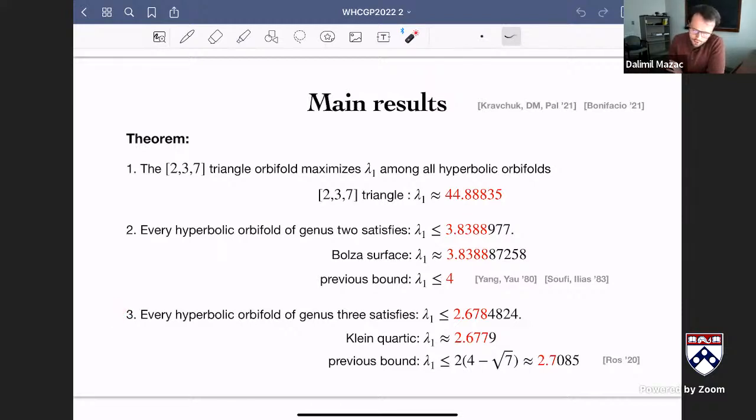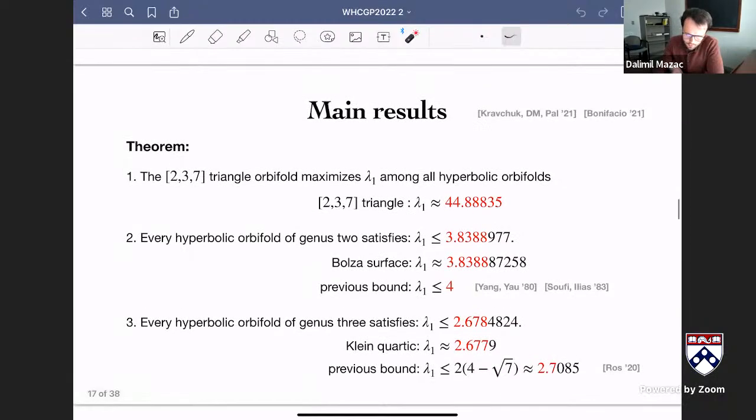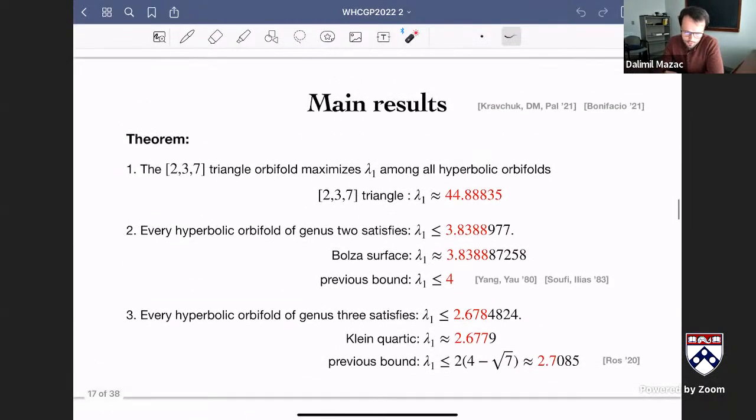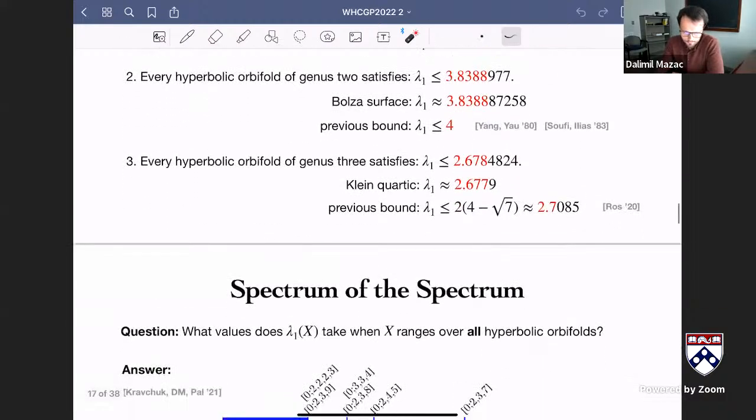Similarly, we also get a bound at genus 3, which is that every hyperbolic orbifold of genus 3 satisfies lambda 1 less than or equal to 2.678. And again, this comes very close to an actual surface, so this bound seems to be nearly sharp. There's a Fermat quartic with this lambda 1, and again, our bound is a little bit better than the previous best known bound by about 0.1. Okay, so this bootstrap method that I'll describe seems to do pretty well. It basically leads to sharp or almost sharp bounds on the spectral gap.